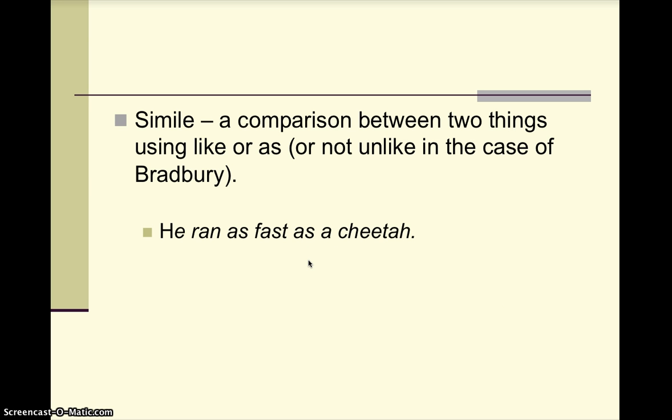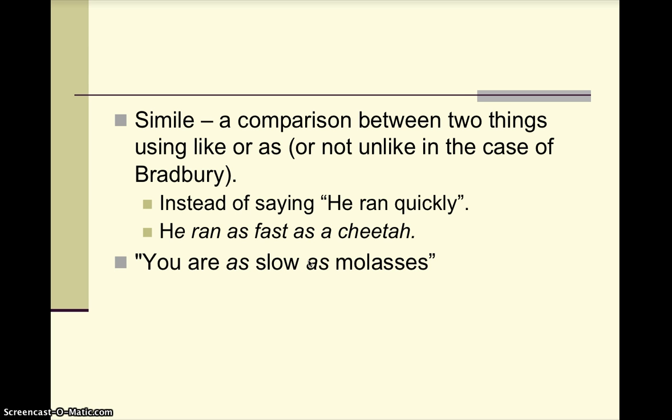Simile is a comparison between two things using like or as, or not unlike. In the case of Bradbury, he likes to use that a lot. "He ran as fast as a cheetah," instead of saying that he ran quickly. We could say he ran as fast as a cheetah, and that will let us know that he's running very quickly. "You are as slow as molasses," and that tells us, well, of course, molasses is very slow, so you must be moving slowly. "She was as white as a ghost," and we think about ghosts being white, so she must be completely pale. Gives us a wonderful visual to utilize.